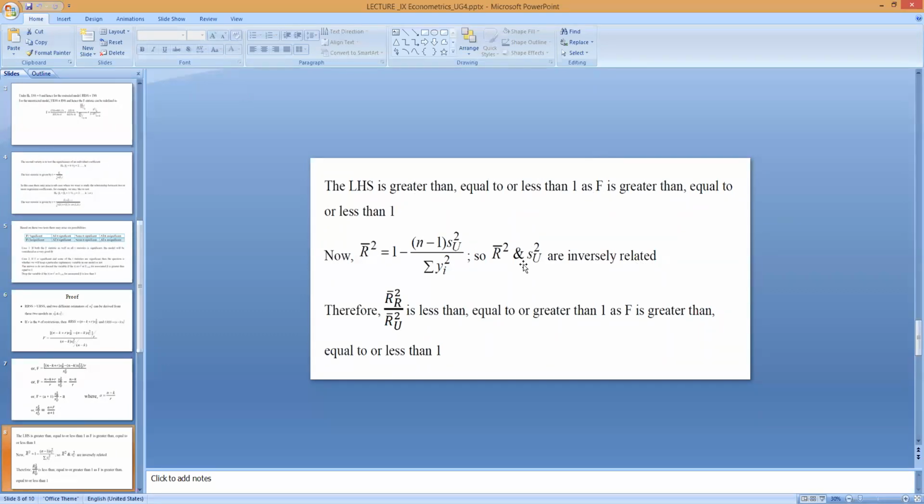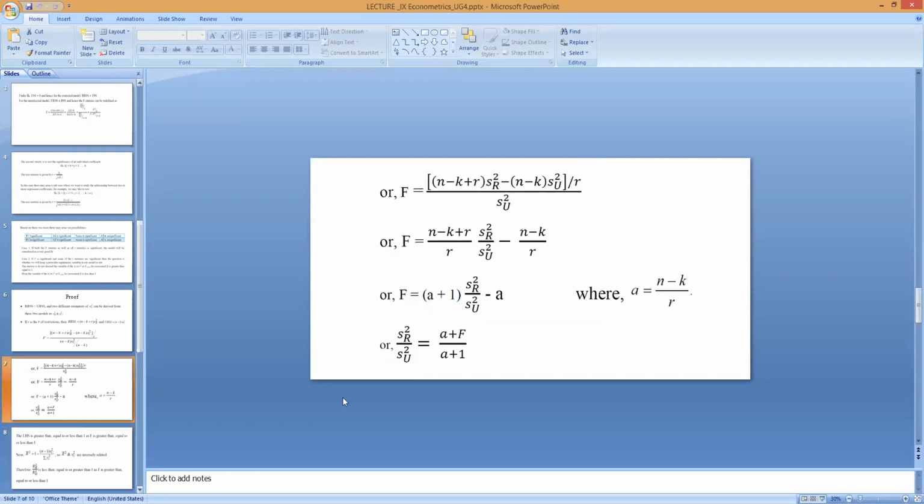R bar square and A square are inversely related. So in the final step, instead of SR square by SU square, we are writing RR bar square and RU bar square. I have just changed the ratio from SR square by SU square to RR bar square by RU bar square.